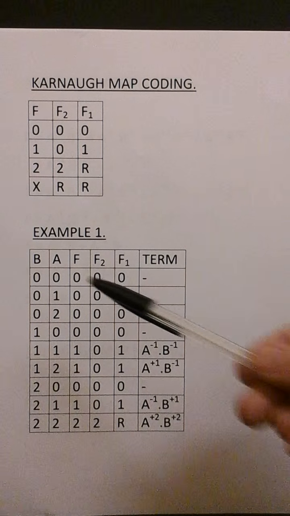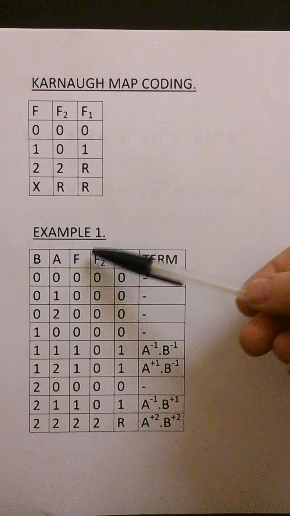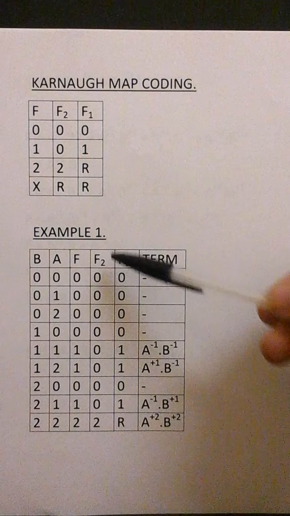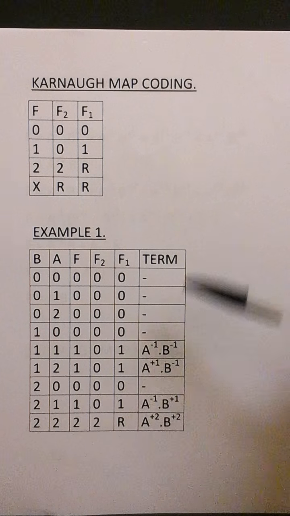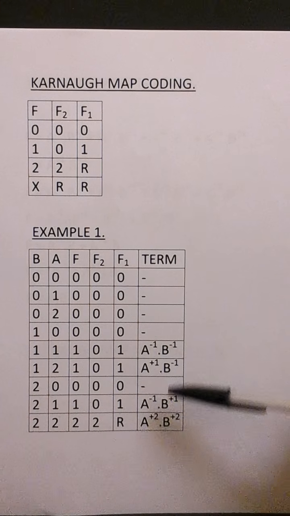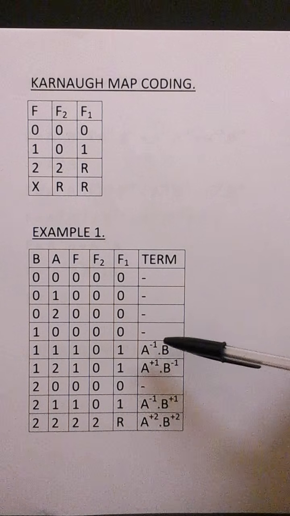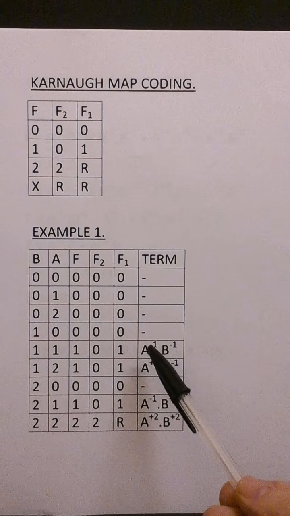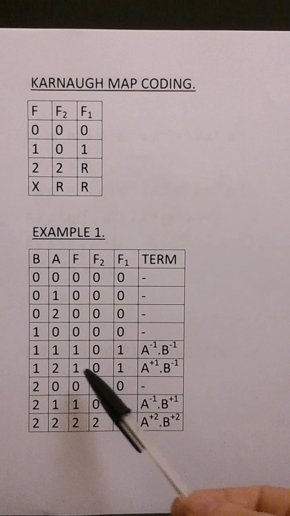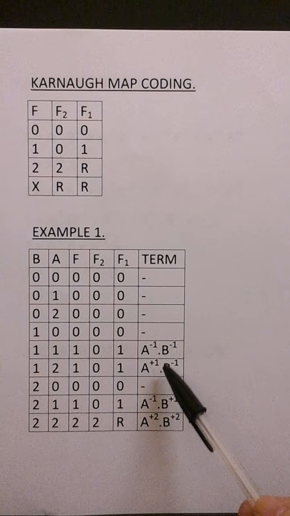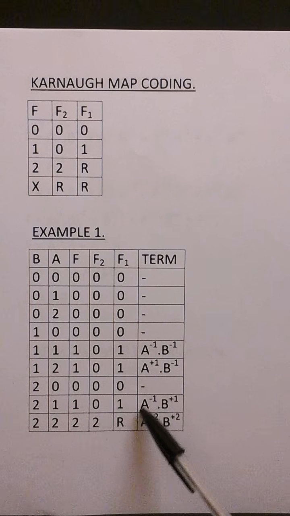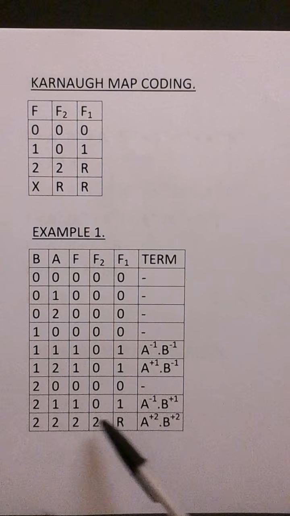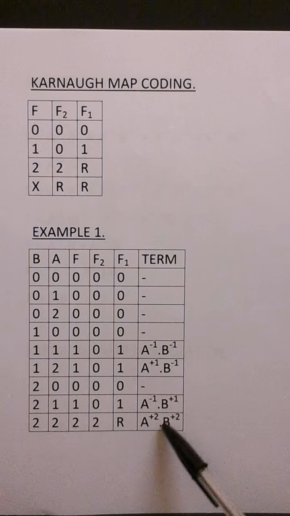So here we have an example 1, a ternary function with A and B as the inputs. There's F1 and F2. I've written in the terms here of the min terms of the expression. So a 1 here would be A minus 1 min B minus 1. A 1 there would be A plus 1 min B minus 1. A 1 there would be A minus 1 min B plus 1. And a 2 would be A plus 2 min B plus 2.